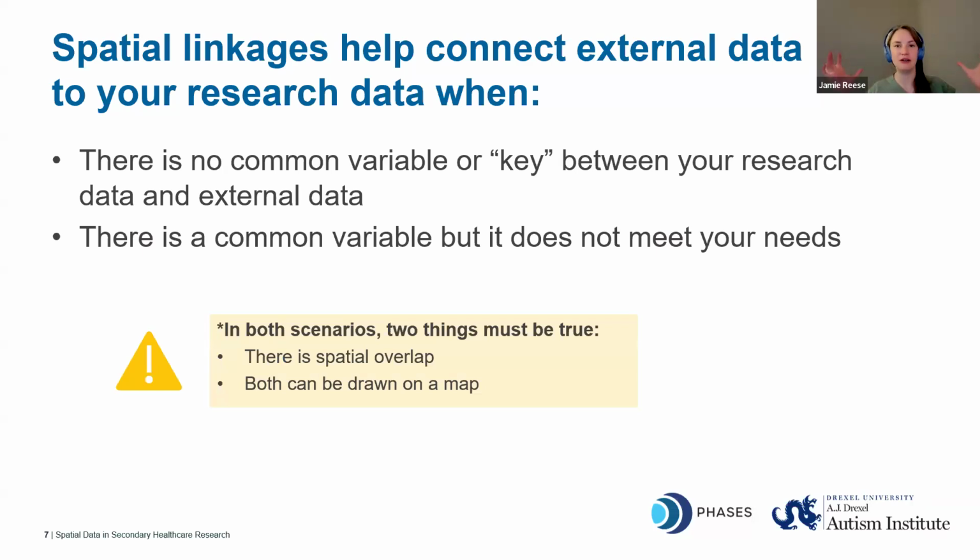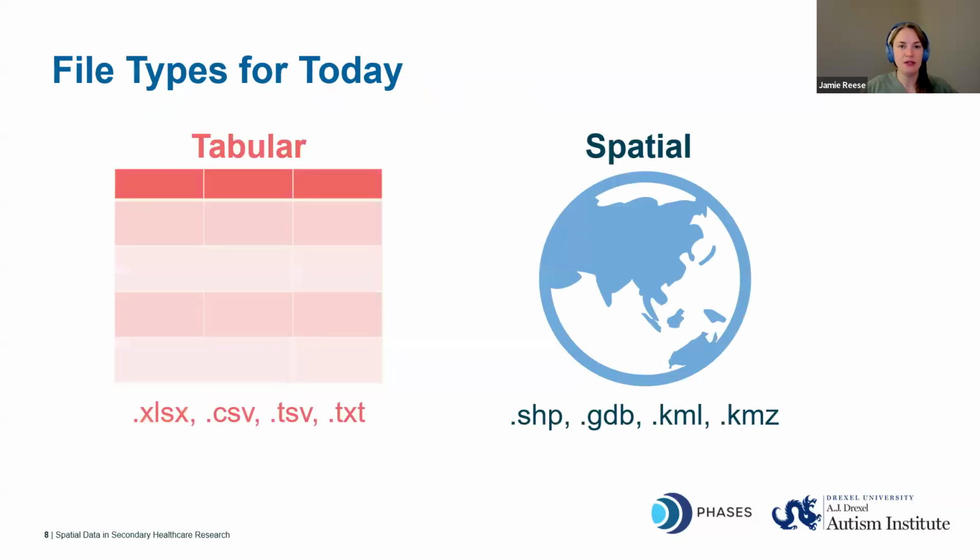There are two overarching things to keep in mind. One is that they both need to be able to be drawn on a map, and the other is that you need to be sure that there is spatial information in common. So we're covering the same area, or at least some of the same area.